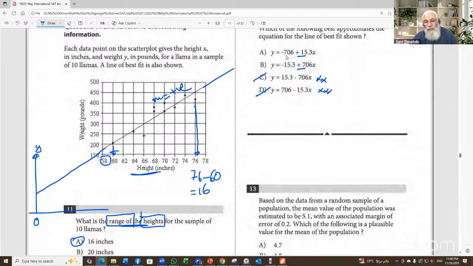Now, the y-intercept is negative 706 or negative 15.3. Or the slope, if the slope is 15 or 700. So we can find the slope. Let's take this point and another point. Let's say this point. So the difference here, the rise, is 150. So the rise is 150 and the run is, slope is equal to rise over run always. The run is the difference between 66 and 76, which is 10. So this is 15. So 15, not 700.